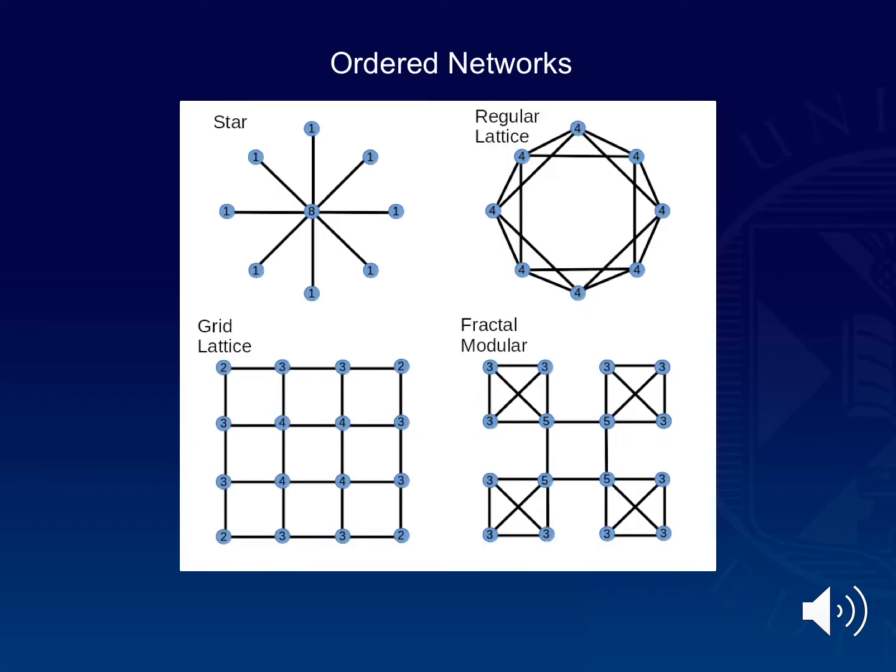So here are some examples of very ordered networks. There's a star network, a regular lattice, grid lattice, and a fractal modular network. And in the beginning, I wanted to understand what it is that unifies the sense of orderedness in these networks. Is there anything we can find which can very efficiently explain that each of these networks has a high degree of order?